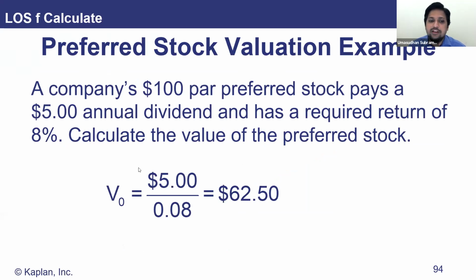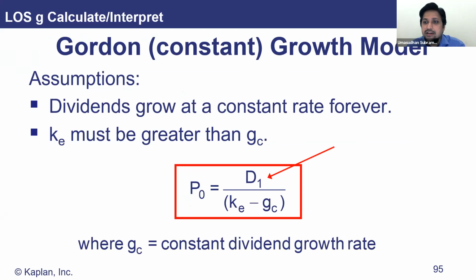Why is that? Why are we not using that? Can someone think about it logically for preference shares? Why is there no growth used here? It is a fixed dividend, so you don't have to use any growth. But if you look at it here, we are going to take D1 divided by cost of equity minus growth rate. That is going to give you the terminal value of the stock, and that is the intrinsic value.